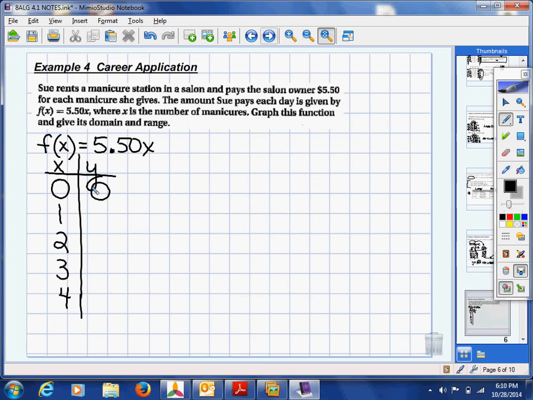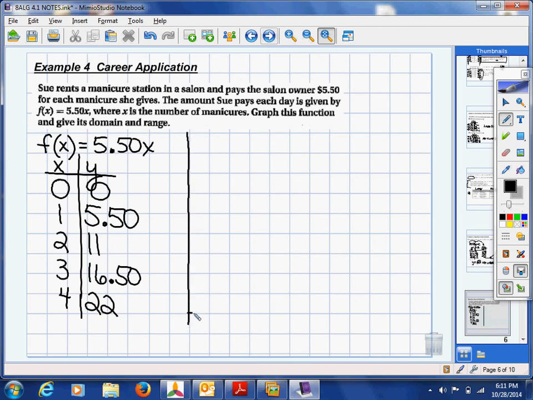And so she wouldn't make any money, and she wouldn't have any rent money to give if she didn't do any manicures. If she did 1 manicure, she would be paying $5.50, 2 manicures, $11, 3 manicures, $16.50, and 4 manicures, $22. So I hope I've impressed upon you that we need these numbers to be whole numbers, first of all. They can't be negative because you can't do negative numbers of manicures. Now, let's prepare a quadrant 1 graph, okay? Let's prepare a quadrant 1 graph.